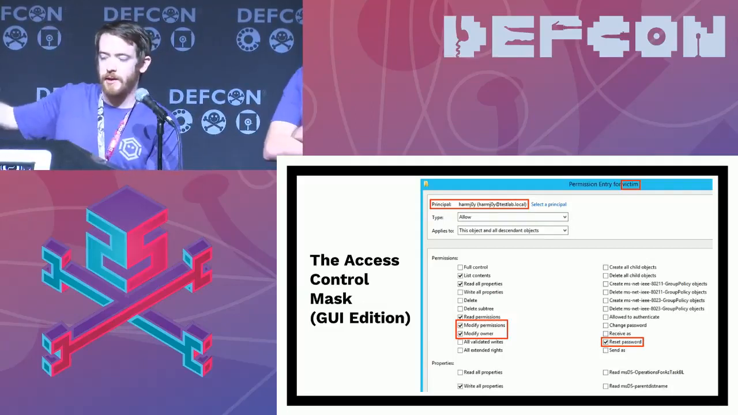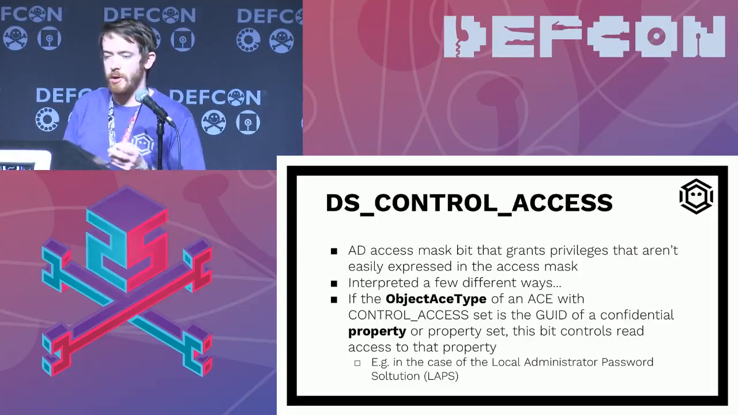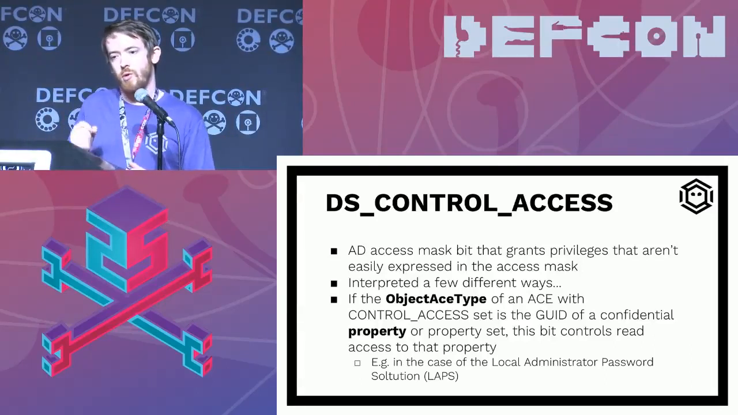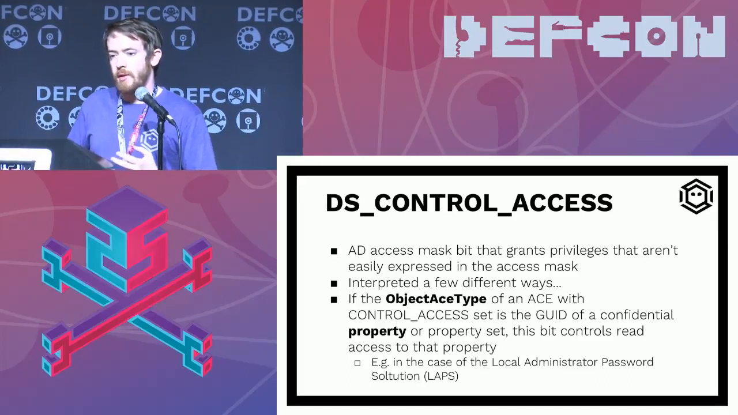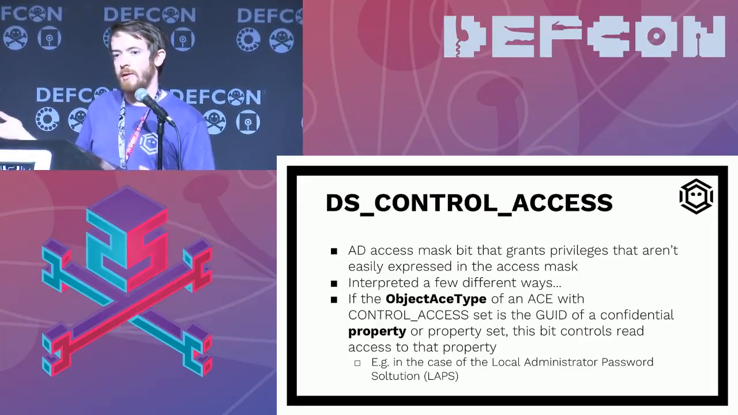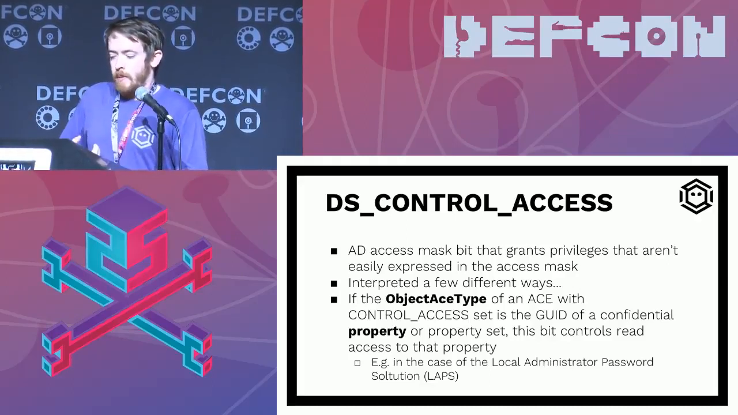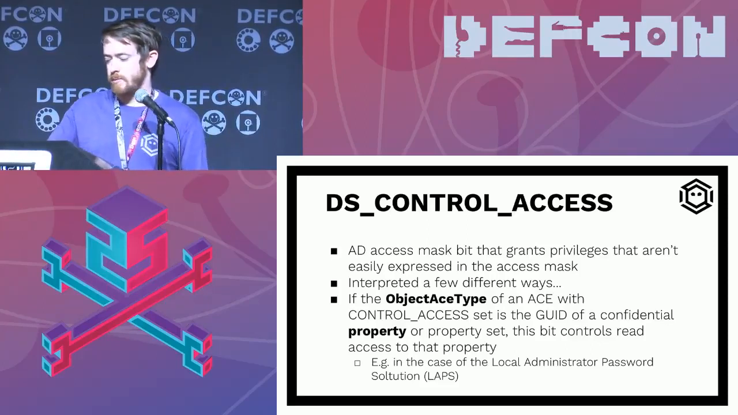So again, this is just the access mask. There's one bit in the access mask that we particularly care about. In the control bits of this ACE entry, with this access mask, there is a DS control bit, and it is interpreted in one of two ways. If the target GUID for the object ACE type for that particular ACE is a confidential attribute, the most common case being LAPS, you don't want everyone to be able to read that LAPS password, and we'll go into LAPS in a little bit. If DS control access is flipped, then that grants read access to that confidential attribute. So that's one particular way to interpret it.